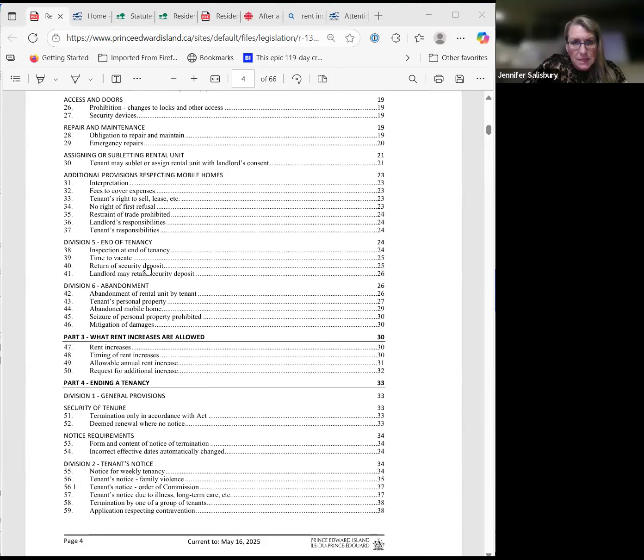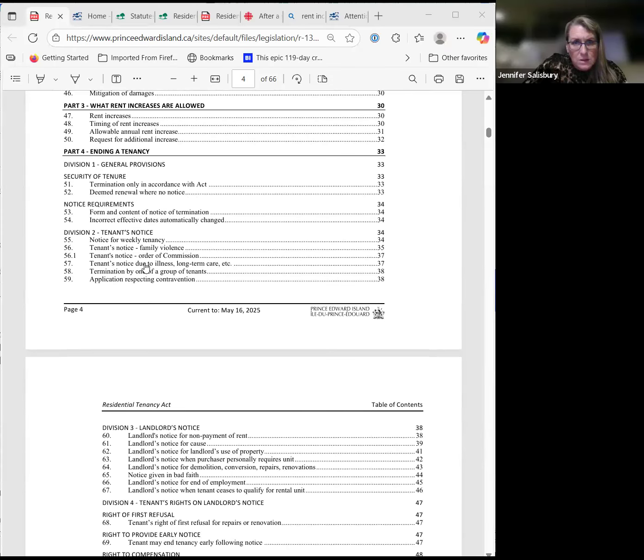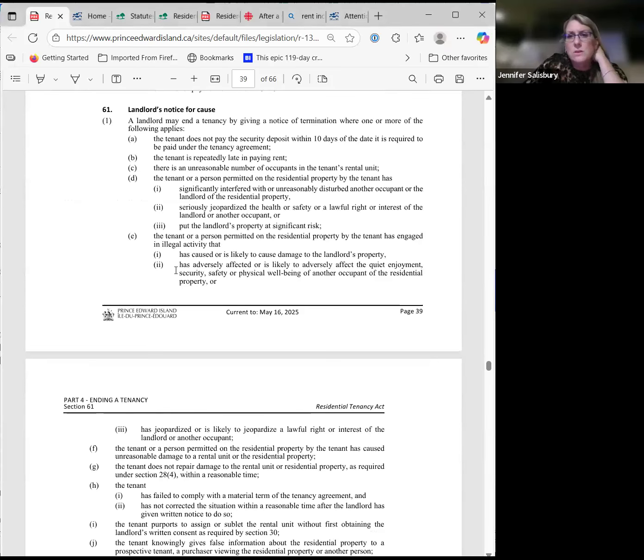Let's see. Ending of a tenancy. Ending a tenancy due to illness, long-term care, order of commission, landlord's notice for cause. Here we go. So, okay, you can give notice for cause.